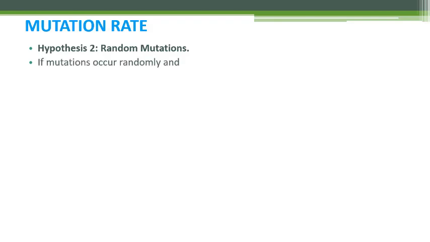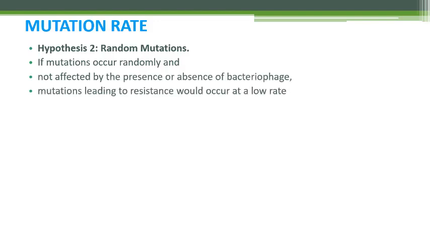But if the mutations occur randomly and are not affected by the presence or absence of the phage, then mutations leading to resistance would occur at a very low rate, and the mutations might occur at any time during the incubation. What is incubation? When Luria and Delbruck took bacteria from the culture medium from the large flask and the 20 tubes, they were allowed to grow on the petri plates. The time the bacteria were given to grow on the petri plates was the incubation period.